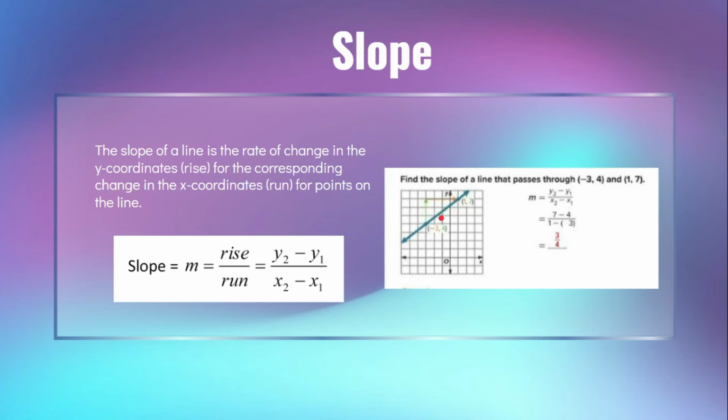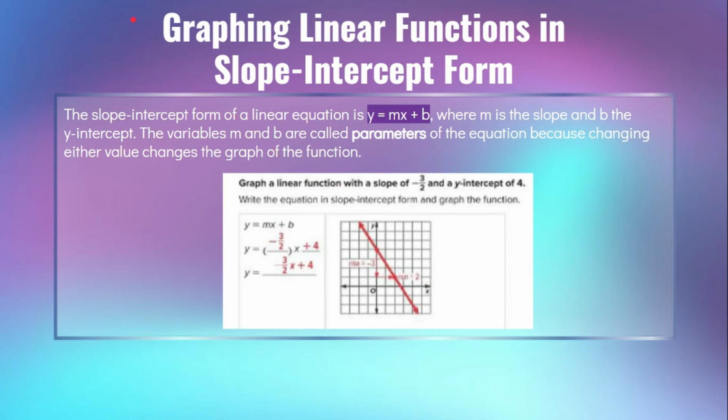Next, we have graphing linear functions in slope-intercept form. In slope-intercept form, as I mentioned before, M represents the slope and B represents the y-intercept. I guess you remember we have worked with these before. Okay, M is the slope, B the y-intercept. The variables M and B are called parameters because changing their value changes the graph of a function.